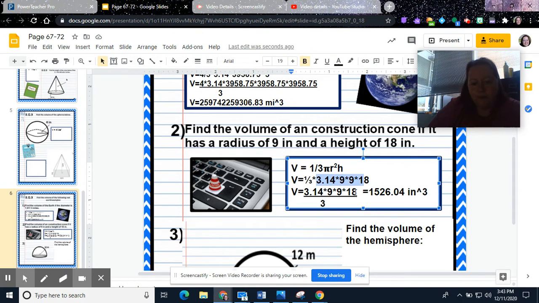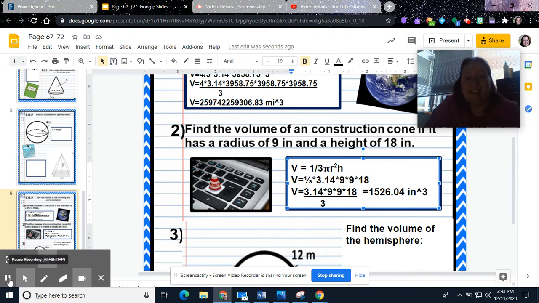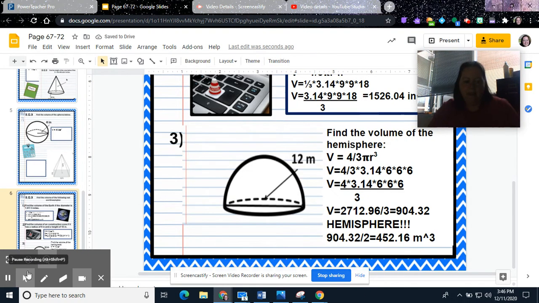And so when we do all of that, then we divide it by 3, you will see that the answer is 1,526.04 inches cubed. So hopefully you got that, or at least by me explaining it, you see how to get it. And if not, please let me know because I want to help you.